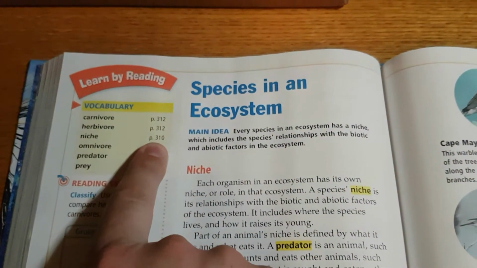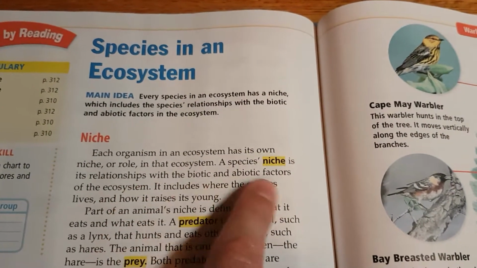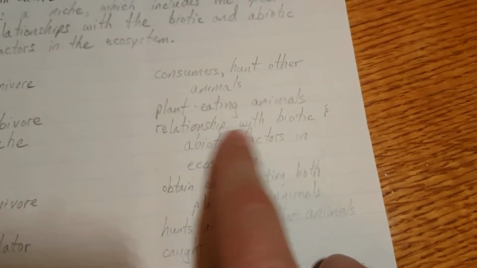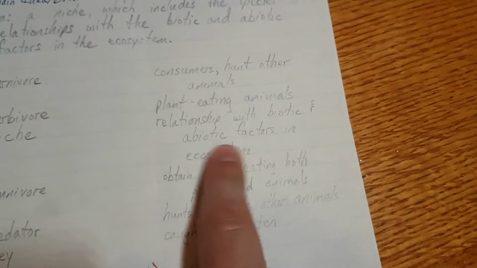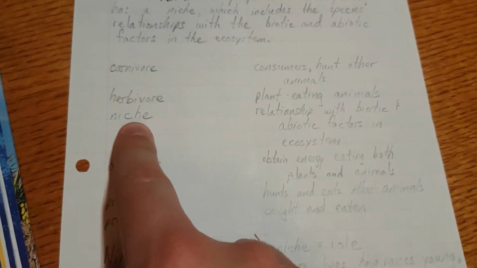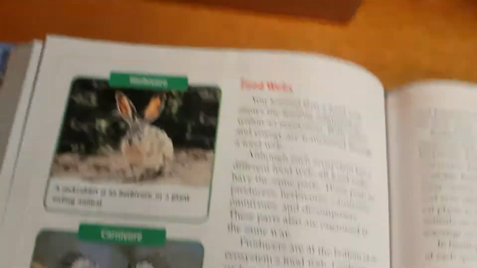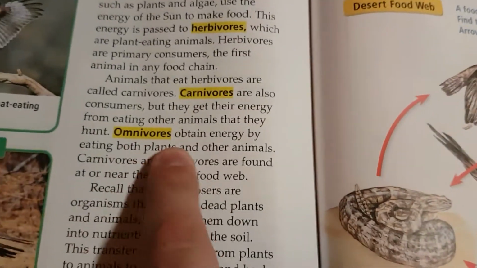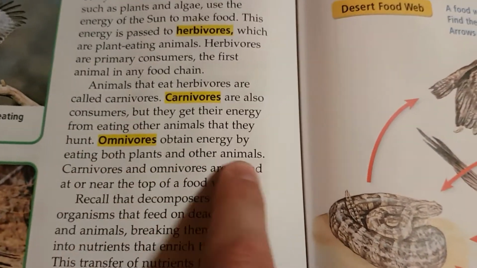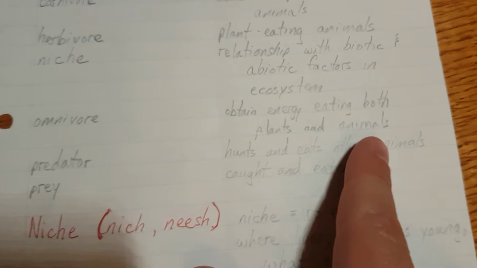Niche or niche, either way is fine. A species' niche is its relationship with the biotic and abiotic factors of the ecosystem. So, niche or niche, relationship with biotic and abiotic factors in ecosystem. Notice the indentations so that you realize that all 3 lines go to that one word. Omnivore, page 312. Again, say it, omnivore. Omnivores obtain energy by eating both plants and other animals. Omnivore, obtain energy eating both plants and animals.